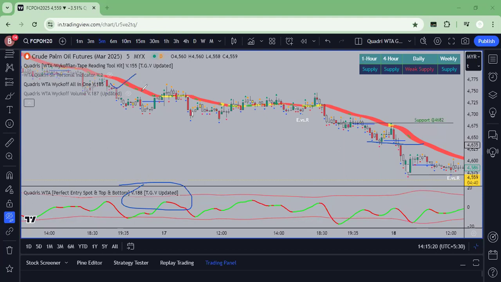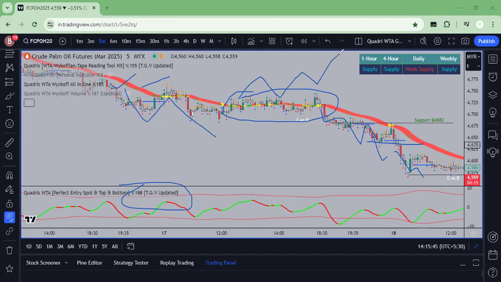Once the 185 version gives me a red ribbon, I would look for a first pullback kind of thing. Like this was an accumulation or a distribution, whatever you want to call it, either accumulation, distribution, reaccumulation, or redistribution. Distribution and redistribution would lead prices downwards, in a downtrend or a markdown. Accumulation and reaccumulation would result in prices going upwards.